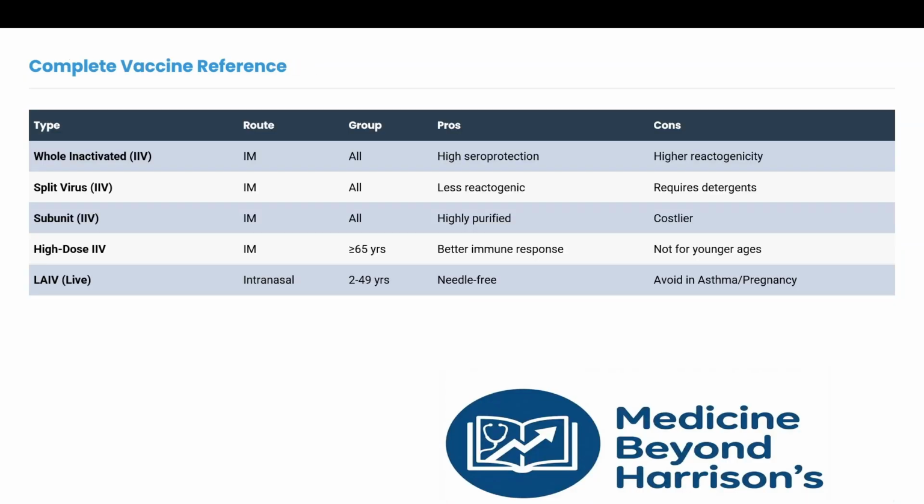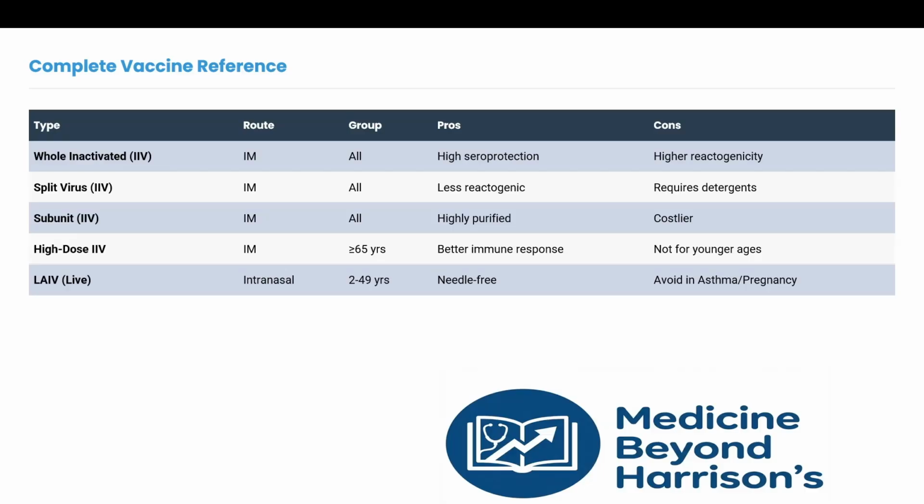There is a whole inactivated vaccine which is given IM for all groups. It has high seroprotection and higher reactogenicity. There is a split vaccine, a subunit vaccine, and a high dose inactivated vaccine also available. The high dose is only given in those more than 65 years, as it has a better immune response, and it is not given in younger people. The subunit vaccine is highly purified, because of which it is costlier.